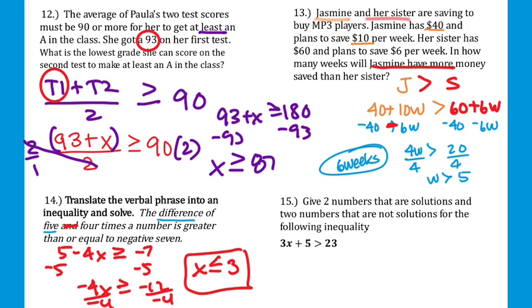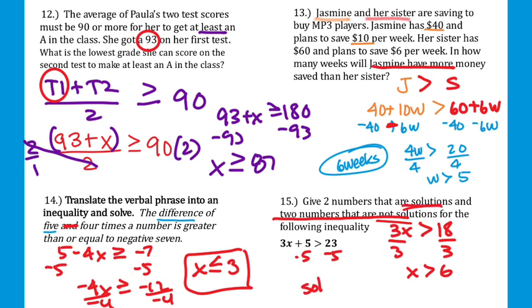On 15, we give 2 numbers that are solutions and 2 numbers that are not solutions. But first, we have to solve for it. So we subtract 5 from both sides, and we divide by 3, and we get x is greater than 6. So numbers that would be solutions are anything greater than 6. So solutions could be 7 or 8 and so forth, right? Because they're bigger than 6. Not solutions are anything that are 6 and below. So it could be 6 or 5 or 4 or so forth.